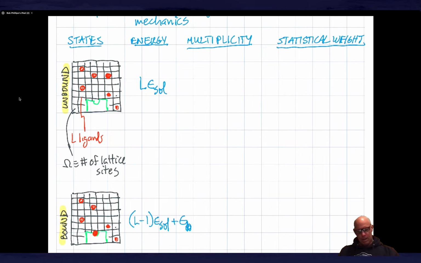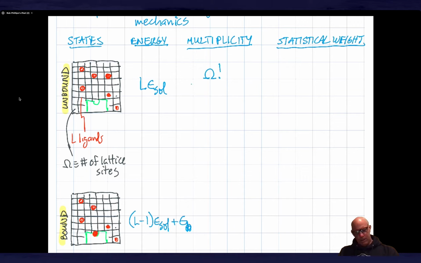Okay? Now, what is the multiplicity? The multiplicity is the number of ways of putting L ligands on omega sites. And that is going to be written as omega factorial over L factorial, omega minus L factorial. If you need to brush up on this, this is something that I talked about in an earlier vignette about the binomial distribution and counting.